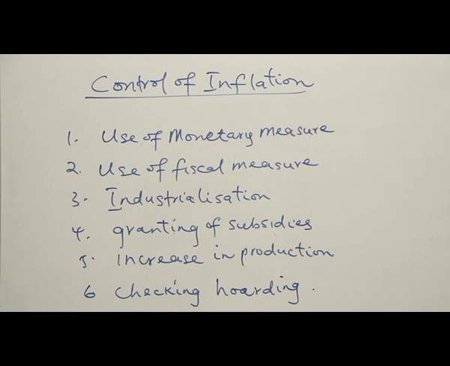Number five, increase in production. Government should encourage producers toward increasing production of goods and services, because if there is no increase in production of goods and services, there is no way prices of goods and services can drop. So shortage is what is causing inflation. So if you can have surplus goods in the economy, inflation will come down.